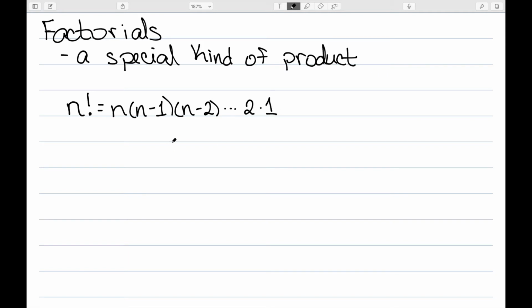So essentially, to take the factorial of a whole number, I multiply that number by every whole number smaller than it. We can also say 0 factorial is going to be 1.